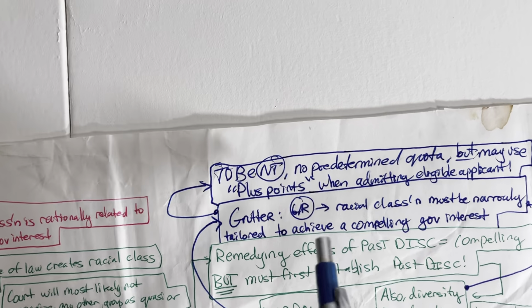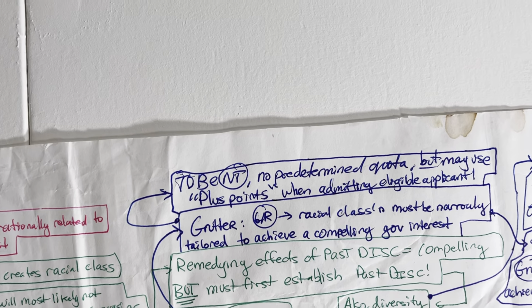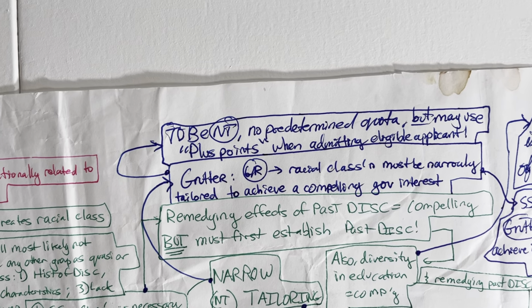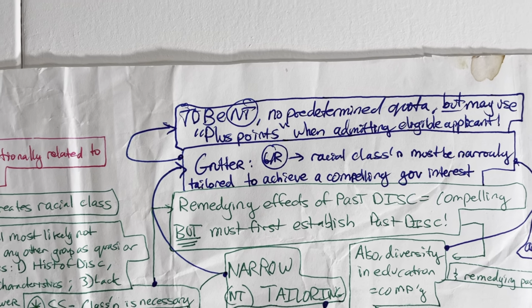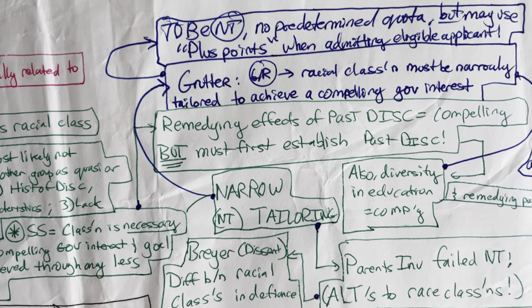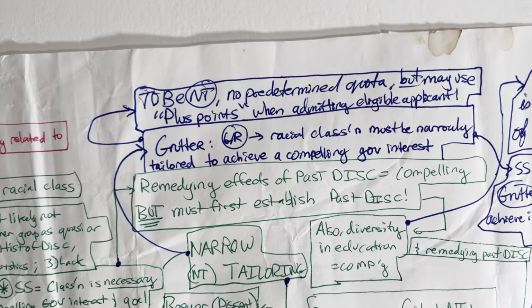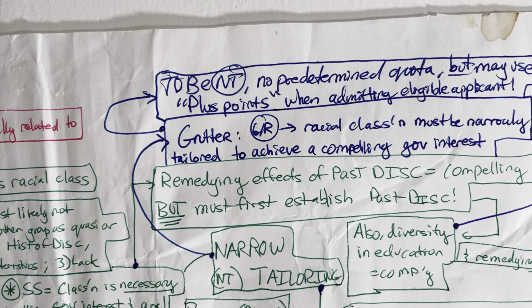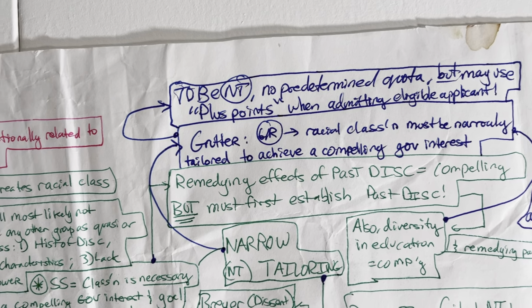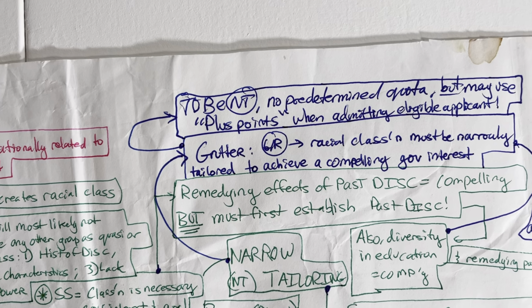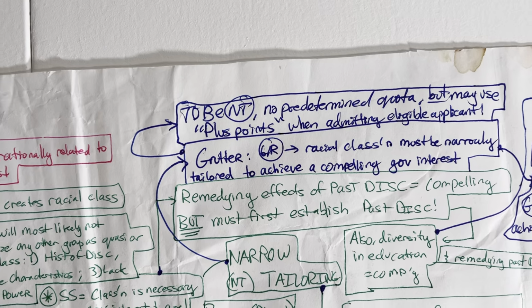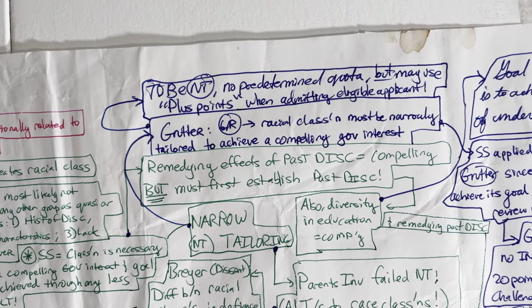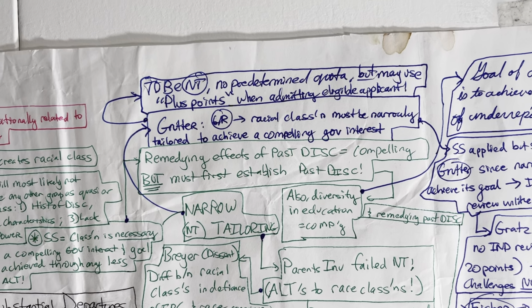And to be narrowly tailored, we want no predetermined quota, but we can use plus points, as we discussed, when admitting an eligible applicant for the purposes of public college admissions. And so in that Grutter case, we get the general rule that racial classifications must be narrowly tailored to achieve a compelling government interest. So racial classifications, as long as they pass that narrowly tailored and compelling government interest test for strict scrutiny, could actually be upheld.